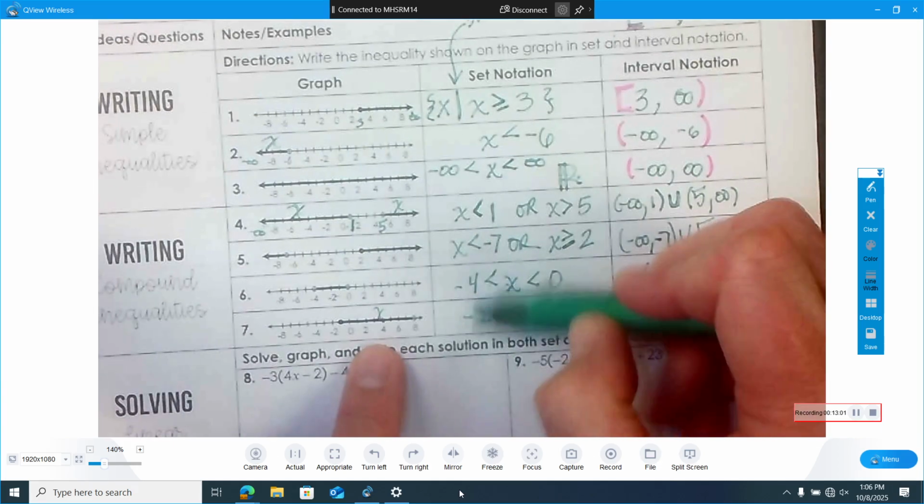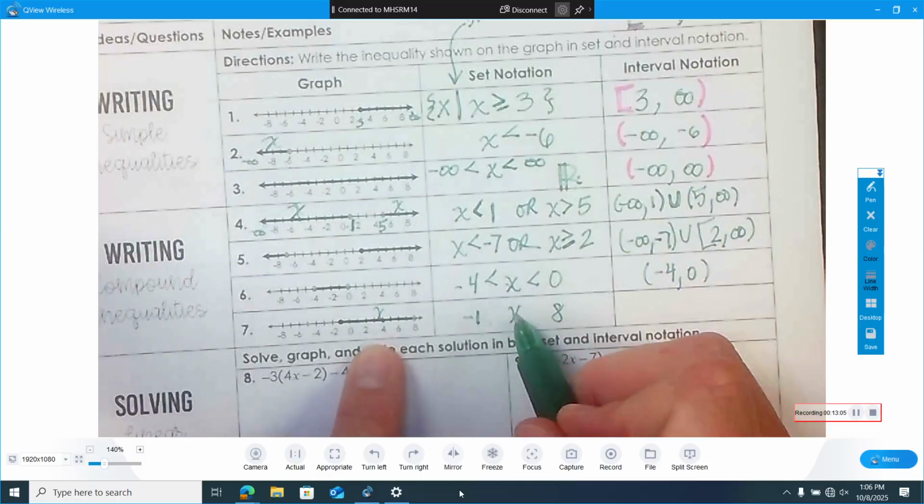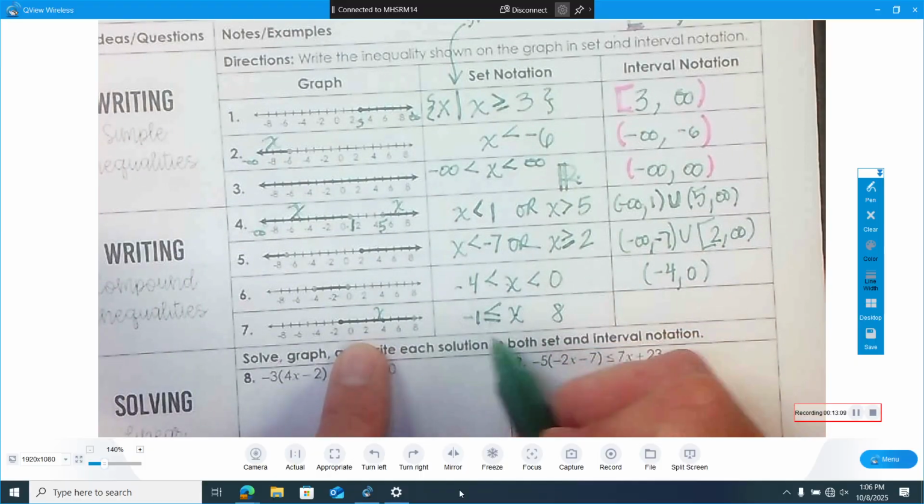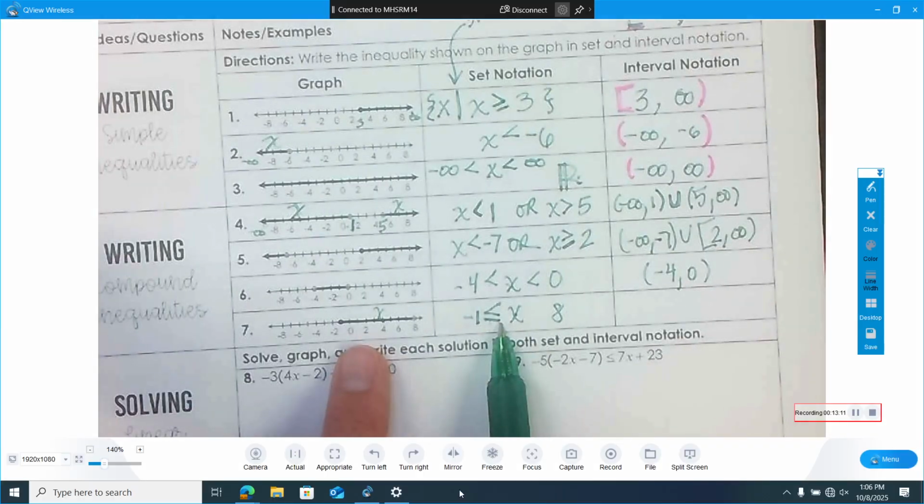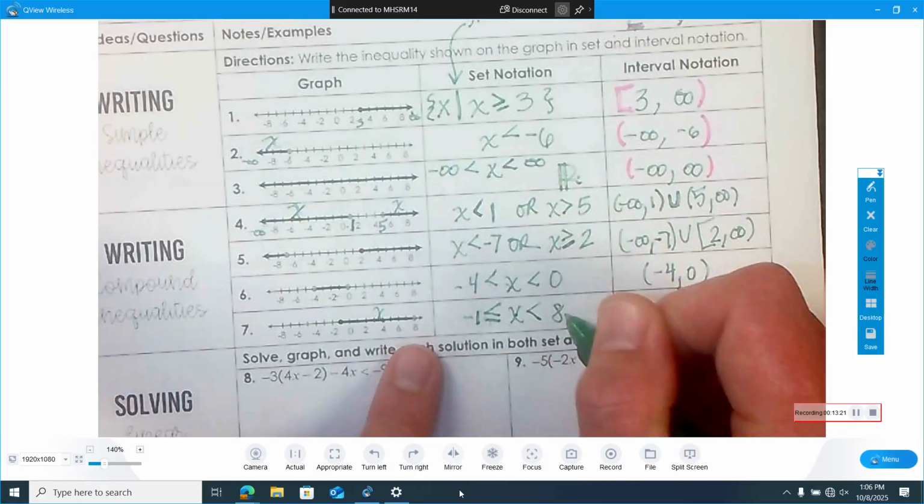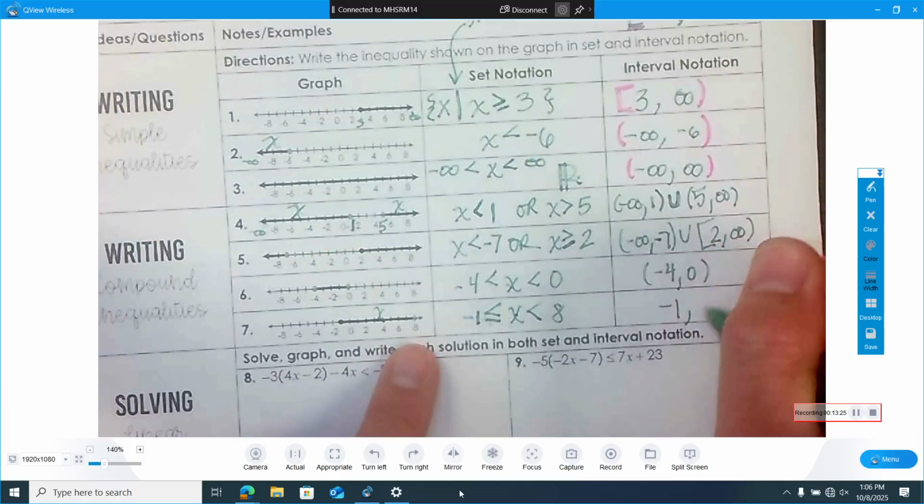Yeah, -1. Thank you. -1 and 8. And then x values are greater than or equal to -1. Watch how you present that. The little thing is next to the little side of that alligator, okay? And then we are less than the 8 there. So we have -1, 8.